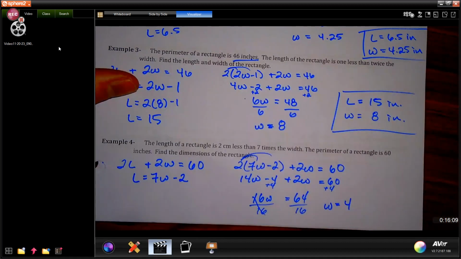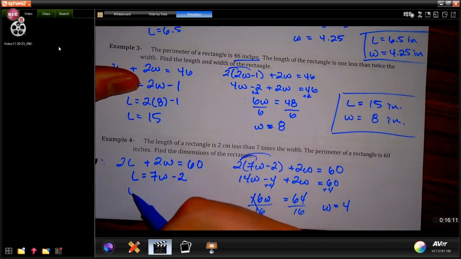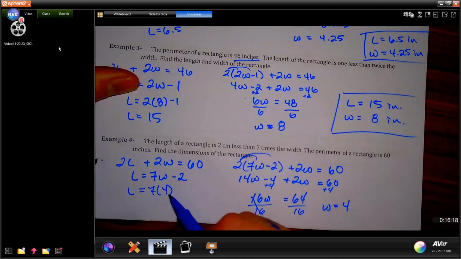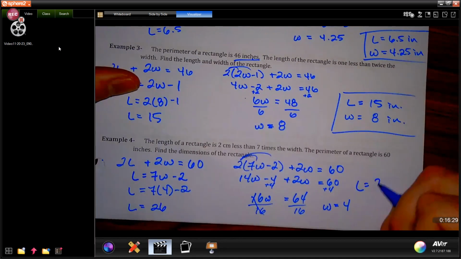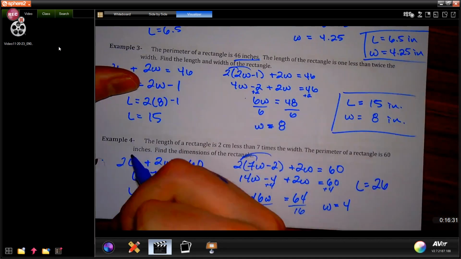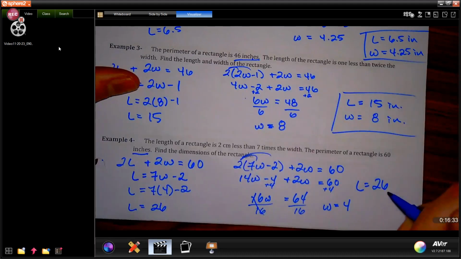Again, we have to solve for our L as well. So instead of L equals 7W minus 2, let's do L equals 7 times 4 minus 2. 7 times 4 is 28, minus 2 is 26. So L is equal to 26. So my answer is L equals 26, and then let's look at the context. Inches. So L equals 26 inches, and W is equal to 4 inches for your width.